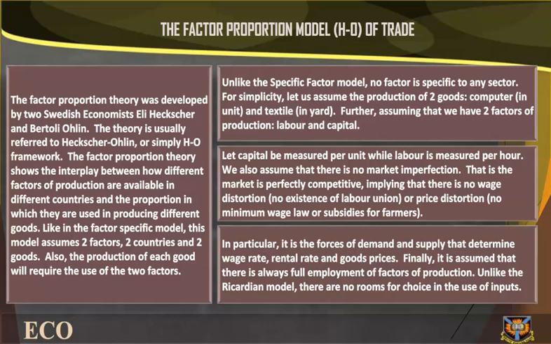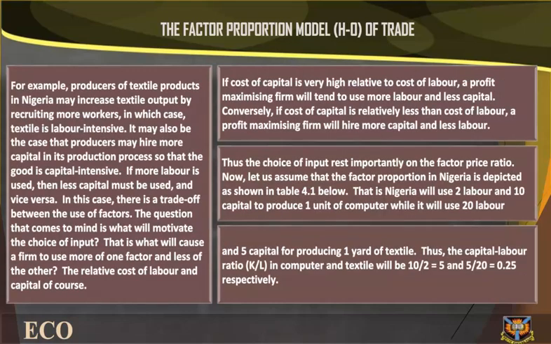Unlike the Ricardian model, there is room for choice in the use of inputs. For example, producers of textile products in Nigeria may increase textile output by recruiting more workers, in which case textile is labor-intensive. It may also be the case that producers may hire more capital in the production process so that the good is capital-intensive. If more labor is used, then less capital must be used, and vice versa. In this case, there is a trade-off between the use of factors.